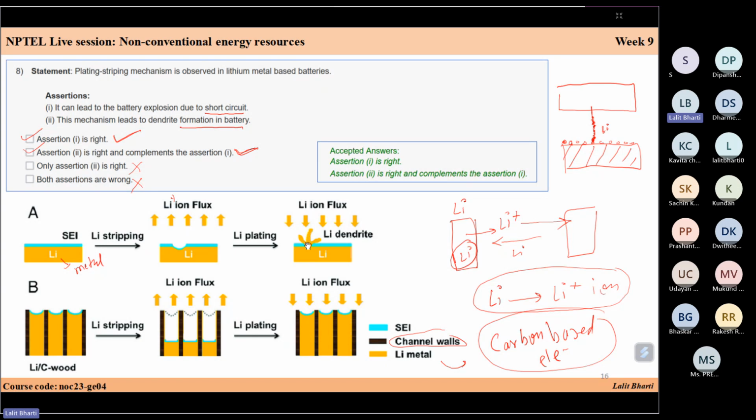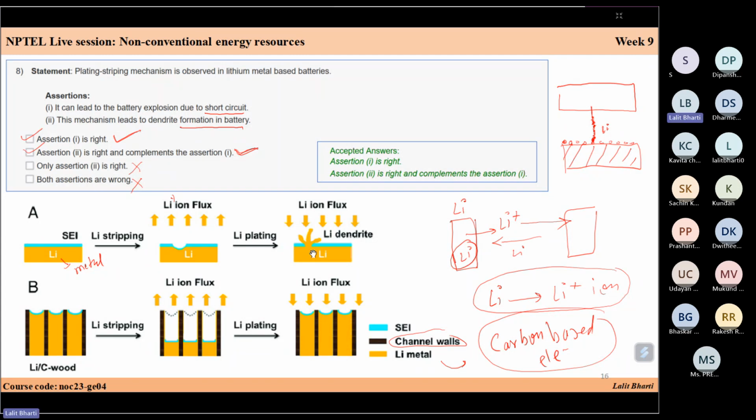So by that, the lithium metal will make a dendrite-like structure. Dendrite means the shape of a tree. Similarly, it will make a dendrite-like structure and grow like this from the lithium metal, in the direction of the cathode.